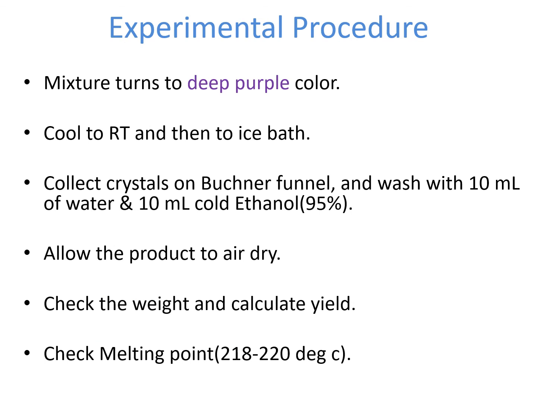The mixture will turn deep purple, and then we're going to cool it to room temperature and bring our reaction to the ice bath. We're going to collect the crystals on a Buchner funnel by vacuum filtration and wash with 10 ml of water and then 10 ml of cold ethanol. We're going to allow the product to air dry, check the weight and calculate the yield, and then check the melting point.